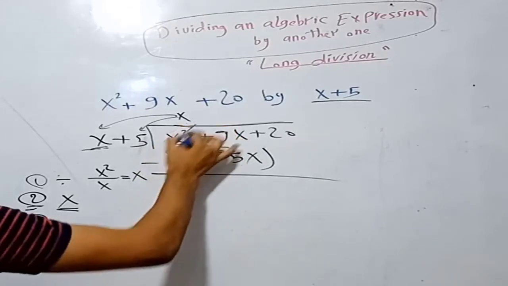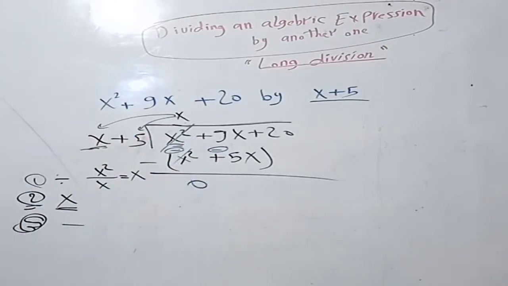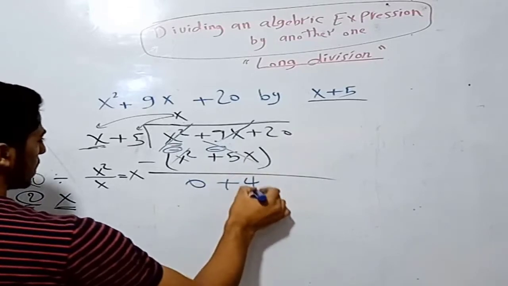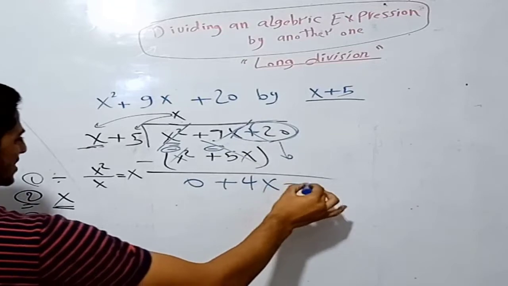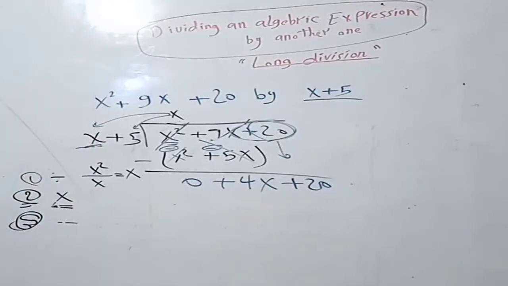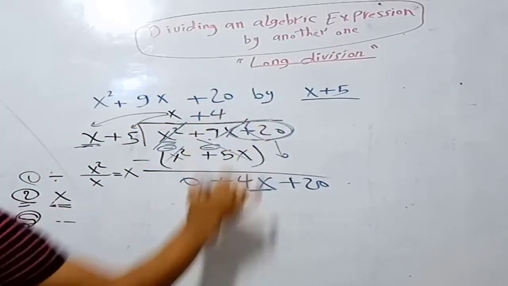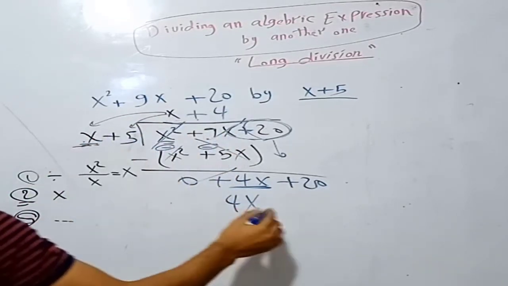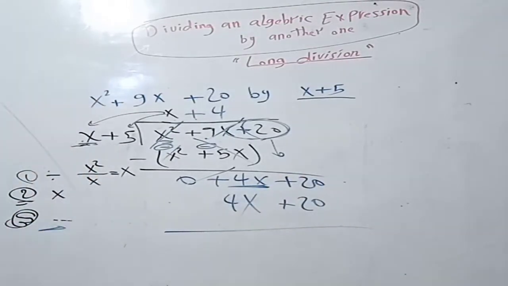Okay, so subtract all of these terms. X squared minus x squared, that is gonna be 0. Okay, and 9x minus 5x, that is gonna be plus 4x, and finally 20 plus nothing, or 20 plus 0, that is gonna be just 20. Here we repeat all of these steps again, like 4x divided by x, it will be plus 4. Then 4 times x, that is gonna be 4x, and 4 times 5, that is gonna be 20. Okay, and then finally subtract.